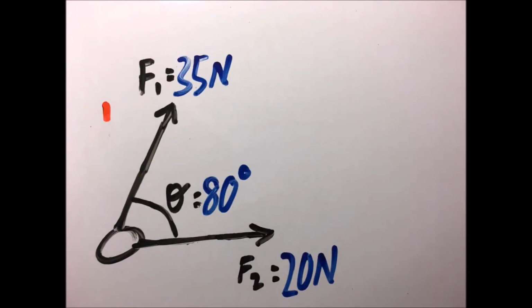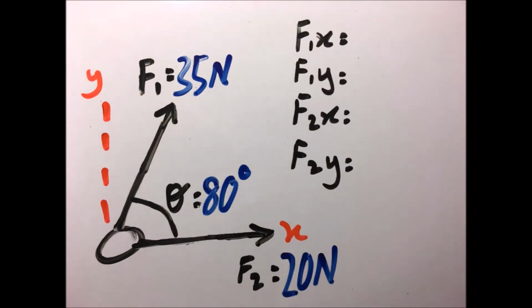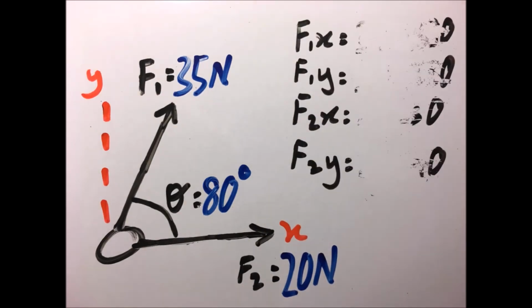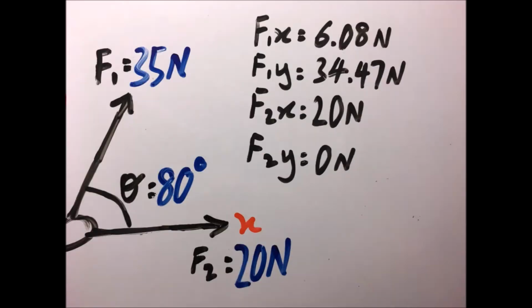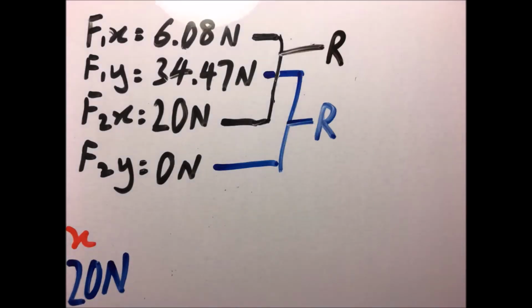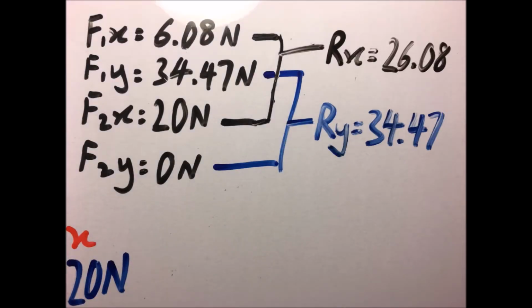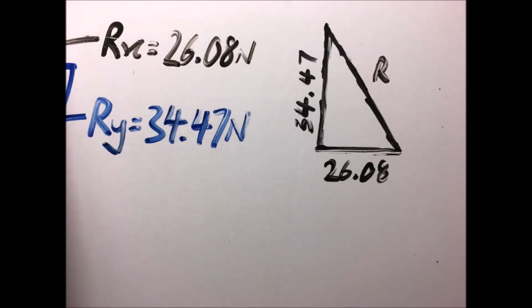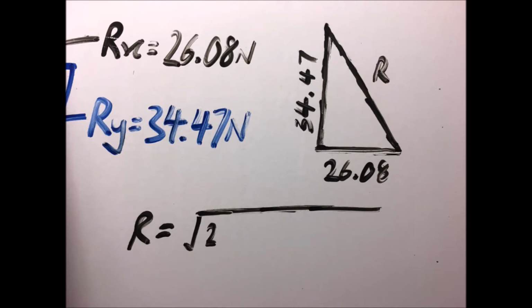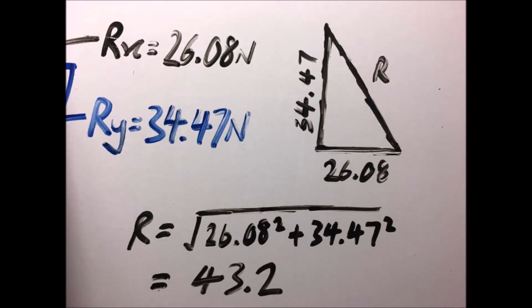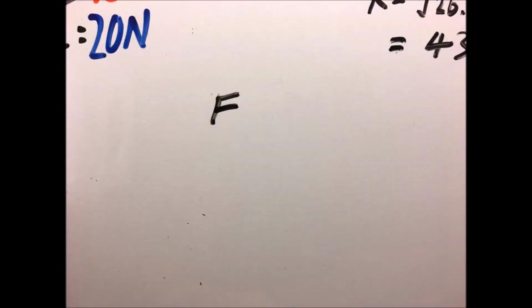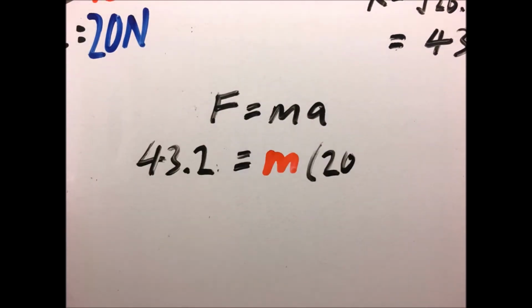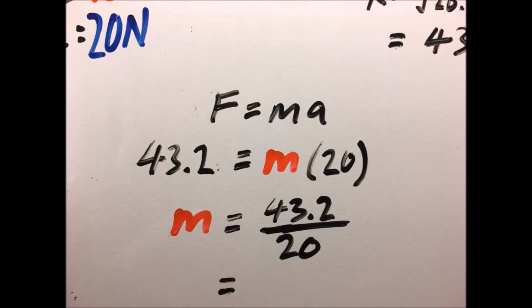To solve this question, we have to find out the x component and the y component of each force. Then, using the calculated value, we find out the x component and the y component of the resulting force. With the Pythagoras theorem, we can calculate the resulting force acted on the object. Finally, using Newton's second law, we can find out the unknown mass of the object.